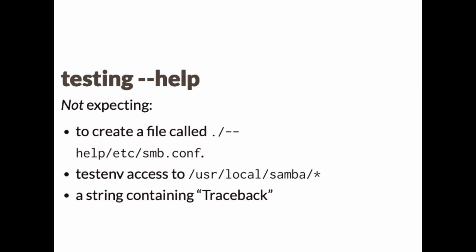But I got things like I created a directory called --help, and then I put another directory in there, and then it put a little smb.conf in there, and so I blacklisted that one. I'm not testing that one again. And then also it was a bug in our test environment.